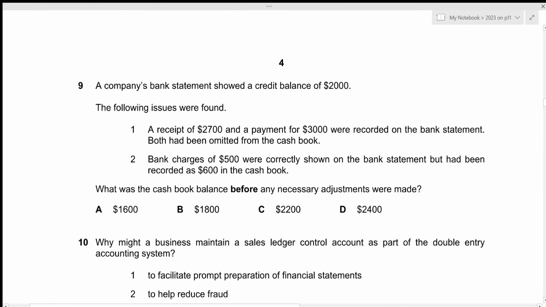Now, a company's bank statement showed a credit balance of 2000. Credit balance means that this is a positive amount. Then the following issues were found. A receipt of 2700 and a payment of 3000 were recorded on the bank statement, okay, and both had been omitted from the cash book. So these are the entries that have been missing in our cash book. And then the bank charges of 500 were correctly shown on the bank statement but had been recorded as 600 in the cash book. Again, this is the error that will have to be adjusted within our cash book.